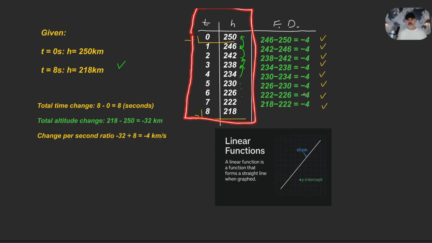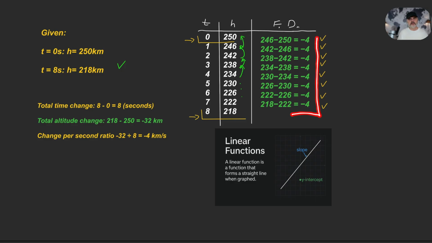Now, the direction in this case is negative. That does not negate that the function is linear, that the pattern is linear. As long as the first differences are constant, positive or negative, the change is forming a straight line pattern. It's linear. The negative sign defines the direction.